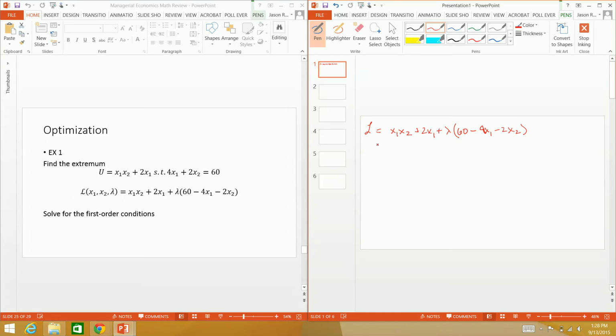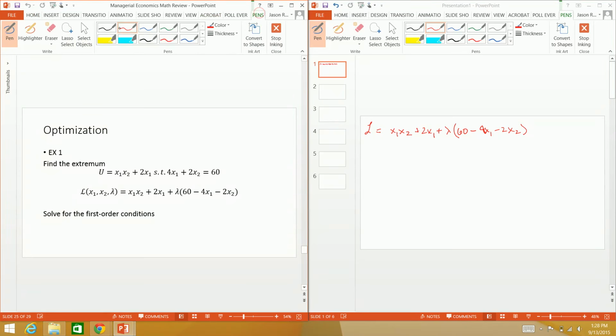Right? So that was one of the steps that I told you guys to do. Make sure that your constraint is always set to 0. So when we go back and do this, the very first thing I might determine is, we'll say 60 minus 4x1 minus 2x2 is equal to 0. Now this is important for us because whatever the direction this parameter is, we're going to take that and apply it into our Lagrangian.